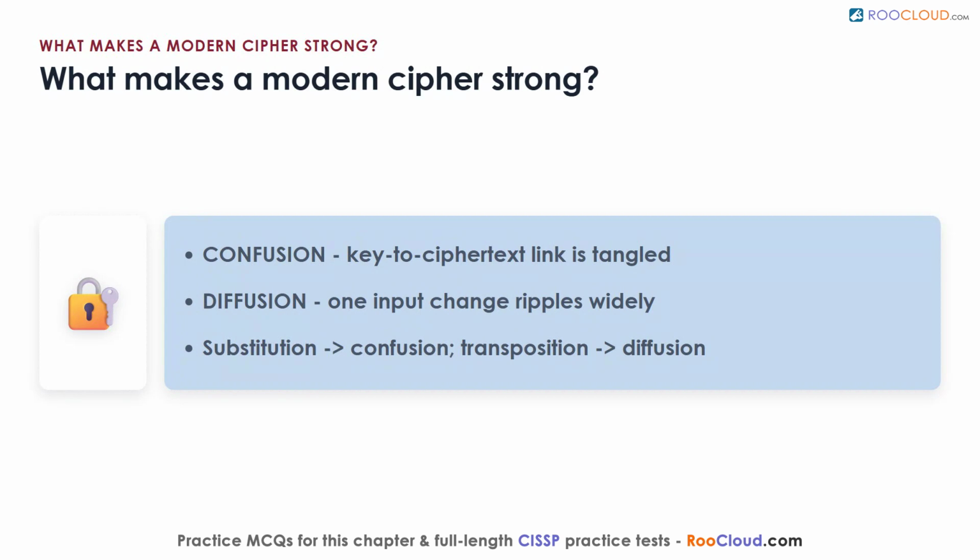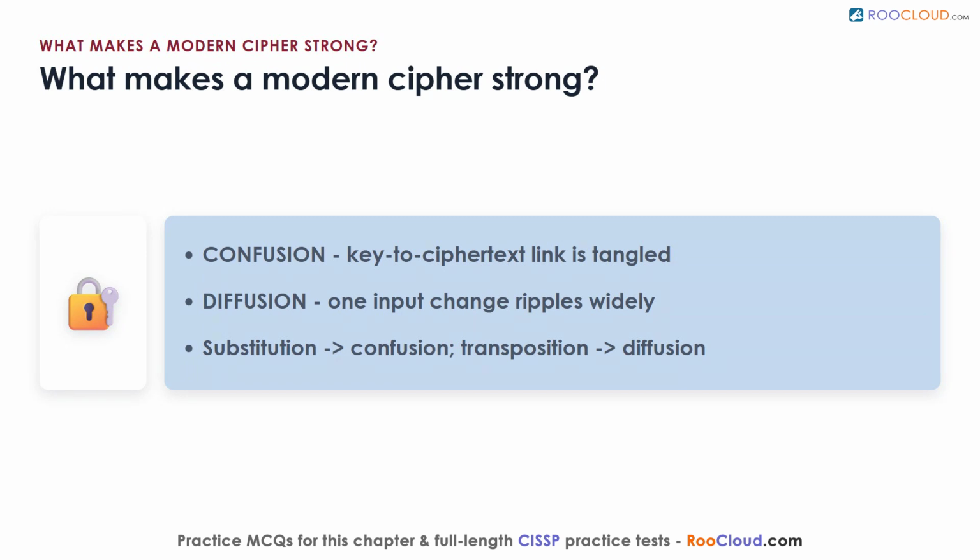Strong ciphers rely on confusion and diffusion working together. Confusion means the link between the key and the ciphertext is so tangled that tweaking the input teaches an attacker nothing about the key. Diffusion means a single change in the plaintext ripples out and alters many parts of the ciphertext. A well-built algorithm layers both, using substitution to create confusion and transposition to create diffusion.